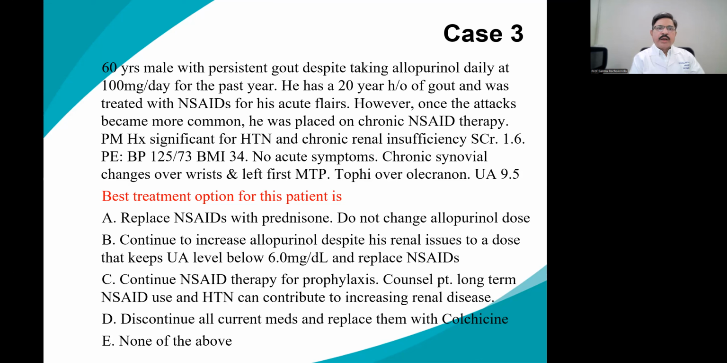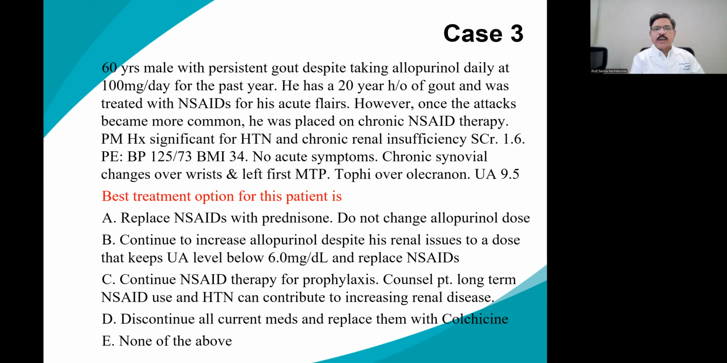Now, hypertension is there, chronic renal insufficiency is there. How can you give NSAIDs for the long term? There is a question mark on that. No acute symptoms now. Synovial changes are already seen. Tophi are there. This is chronic gout with frequent acute attacks. At the moment, not in an acute attack. The best treatment option for this patient would be to replace the NSAIDs with prednisolone.